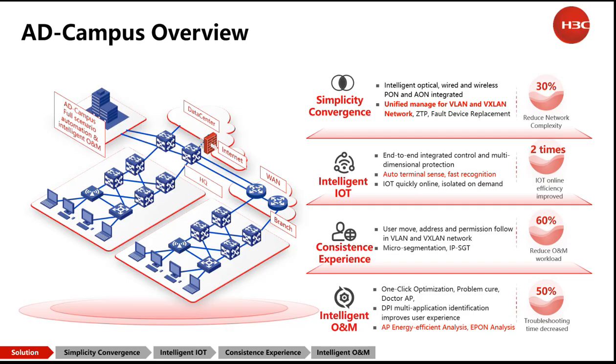So O&M stands for operations and maintenance. It's an intelligent way to manage your network. So this is where we talk about post-deployment, optimizing the network, automatic problem queuing, tools like Dr. AP to monitor the Wi-Fi, and a few others which we'll dive deeper into each of them in a few slides' time.